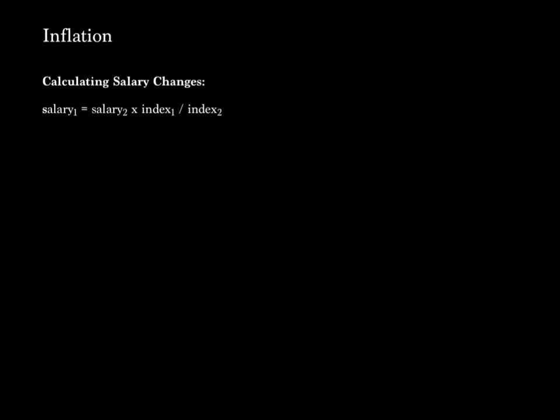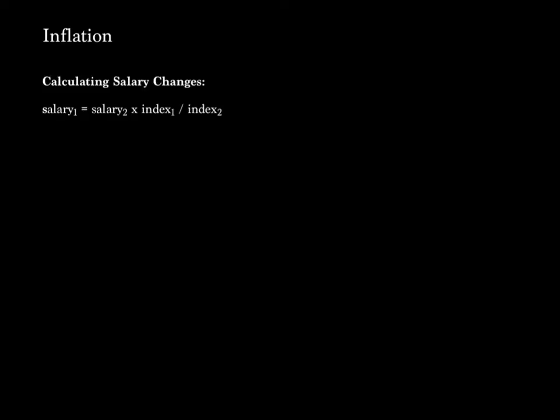Now let's look at the second way we apply calculating salary changes. Let's say that I'm considering two different colleges. Both cost the exact same, and everything is ceteris paribus, except their location and their scholarship offer. So let's say that I'm considering a college in Dallas and one in Boston.